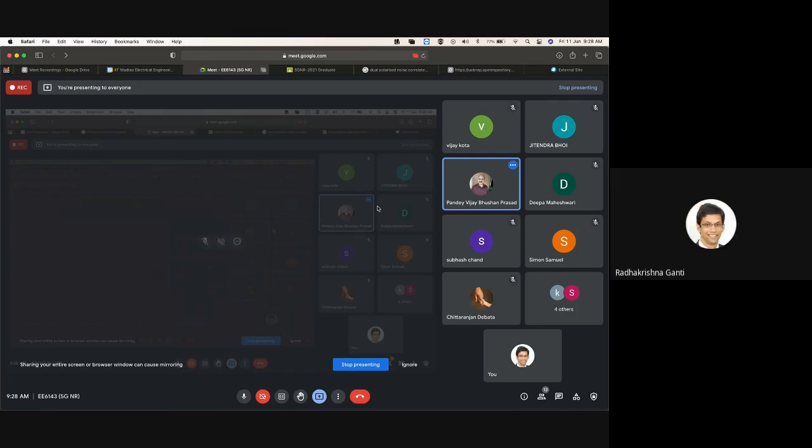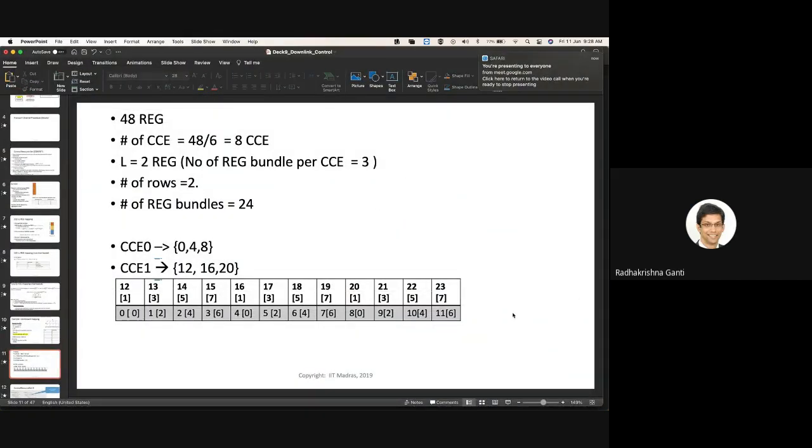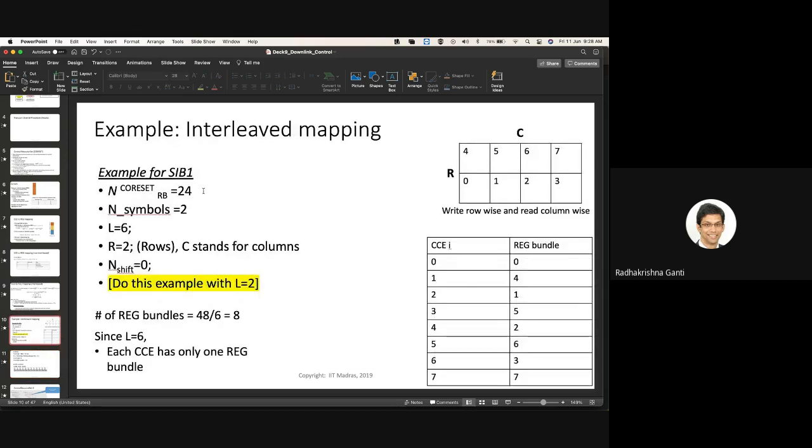Any questions? Okay. So now you understand that for different numbers of CCEs, REG bundles and other things, you get more or less frequency diversity. You can play around with all these things. This is called interleaved mapping, and it is very common. For example, SIB1 uses interleaved mapping, so CORESET 0 is interleaved mapping. You have no other choice but to implement this. This example is for SIB1.